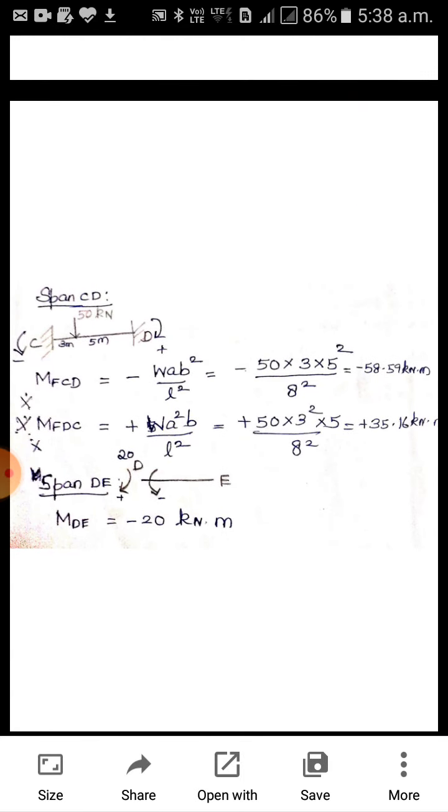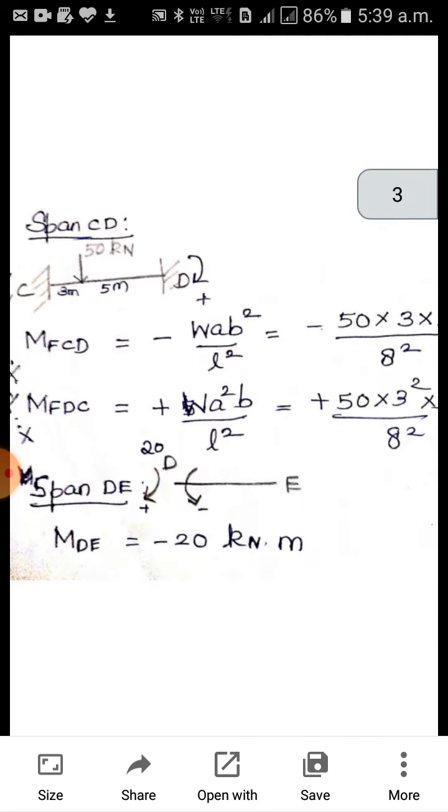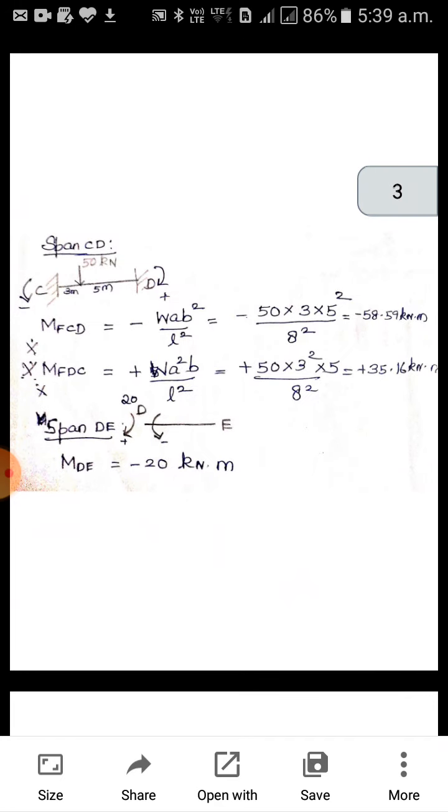Span CD carries a non-central point load, an eccentric point load. So what is the formula? MFCD equals minus WAB squared by L squared. Here W equals 50. A is the distance from the left support, so A equals 3 meters, B equals 5 meters. Substitute the values and you get the answer.